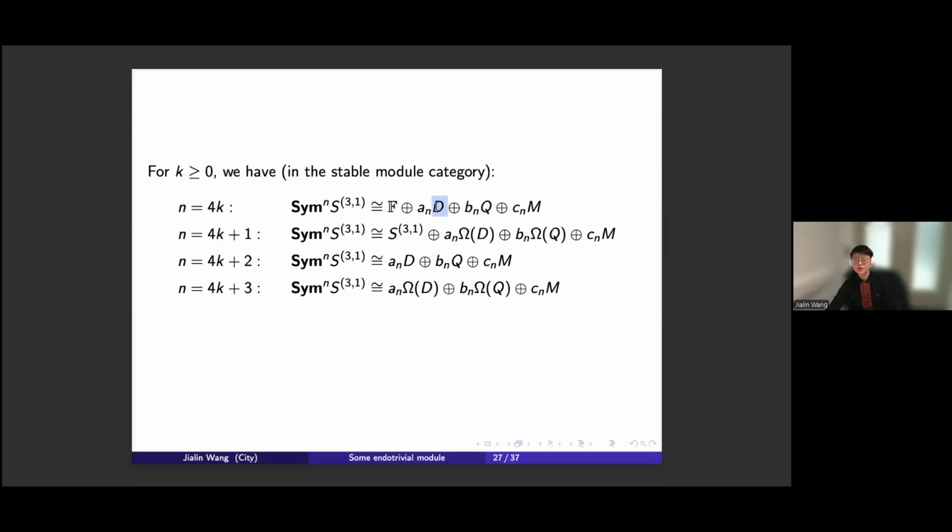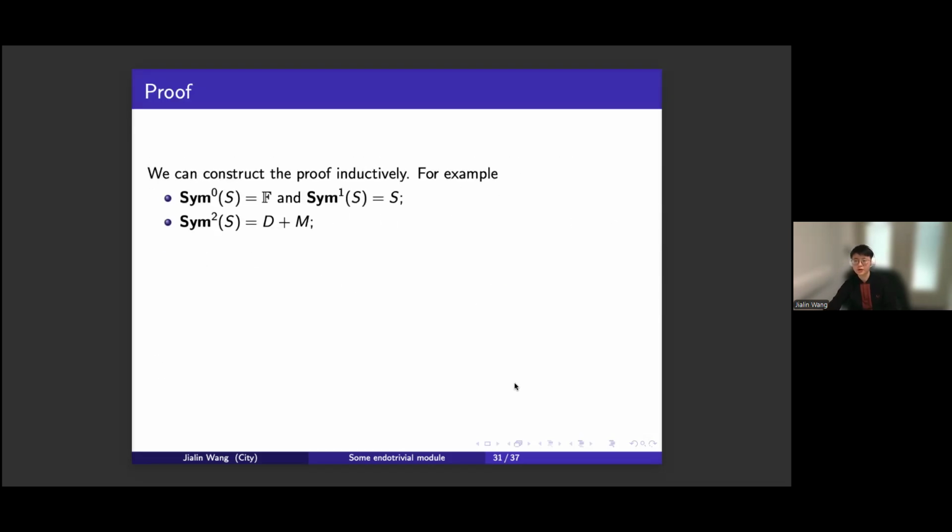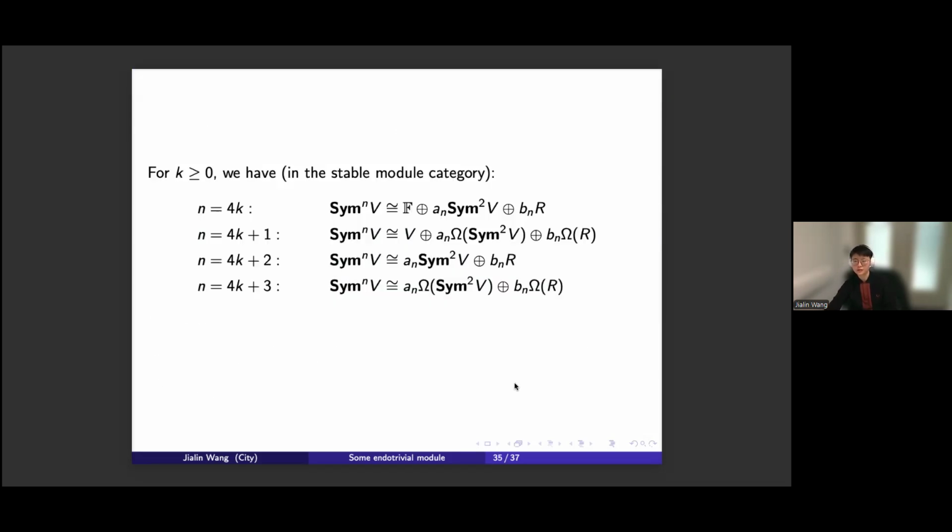Since this D corresponds to second symmetric power of V, this Q corresponds to R in the SL32 case. And this M comes from restricting these to S4. So the Cn will always be a sum of an plus bn in all these cases. And that's coming from the result over here.